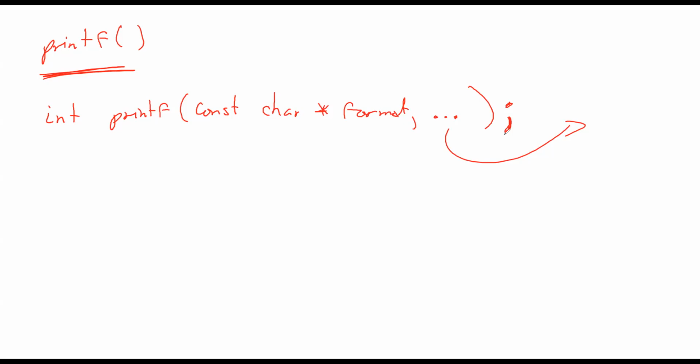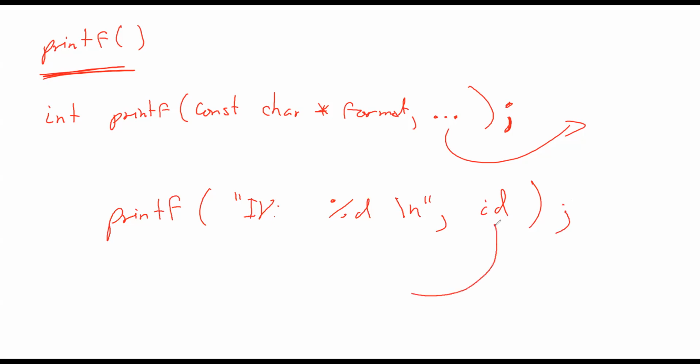So what is the format string for? In a C program, you do printf, ID, percentage d, then a newline character, and then a comma and a variable called ID, semicolon. The variable ID will be plugged into the percentage d placeholder. These are usually called placeholders. The ID can be represented in C in hex or whatever, but by passing it through a format string, the format string will format it.